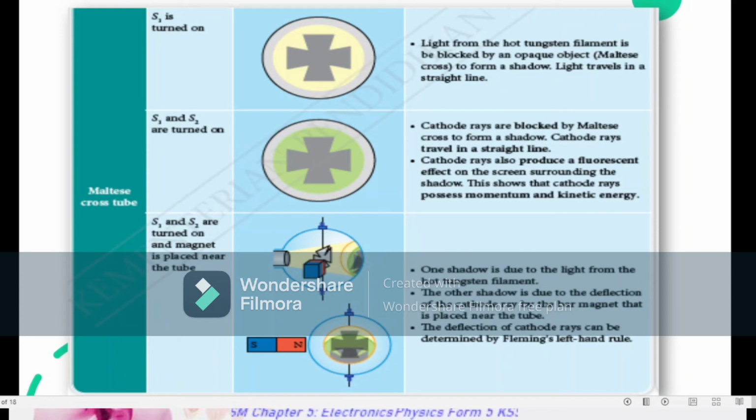opposite to the direction of cathode rays. And then your thumb represents the direction of deflection of the shadow, which is downwards. So this is how we determine it. You can try yourself to determine the direction of deflection for the multi-cross shadow.